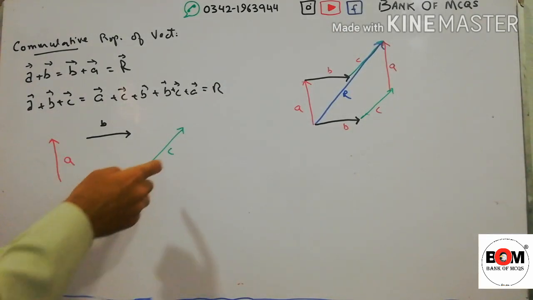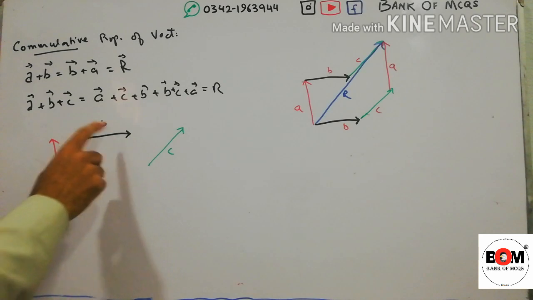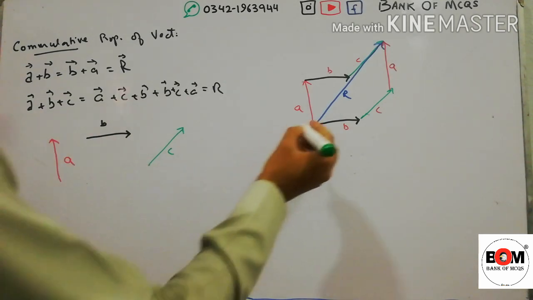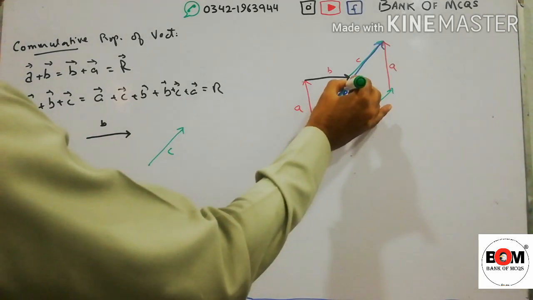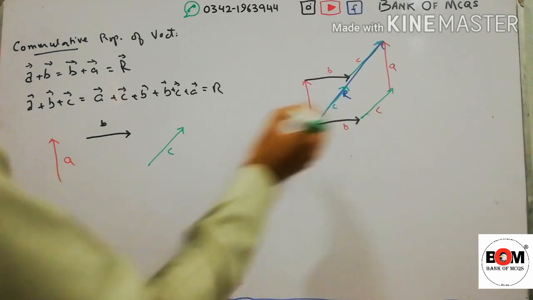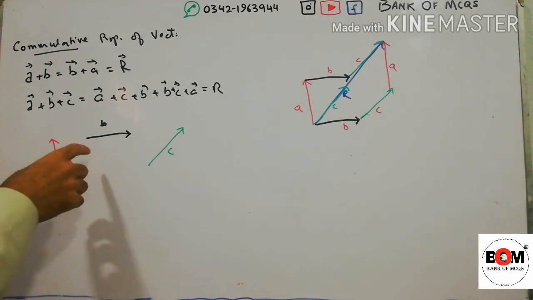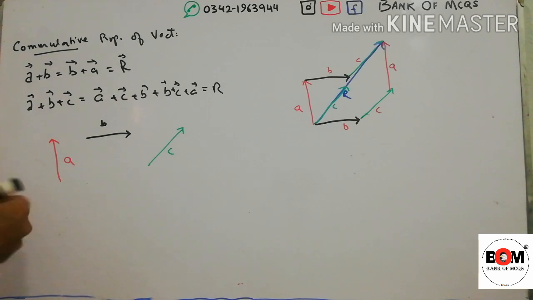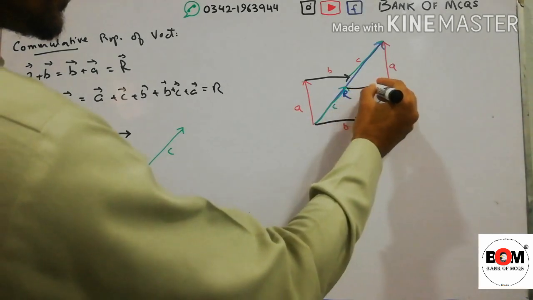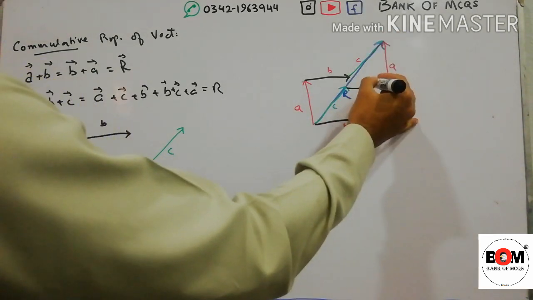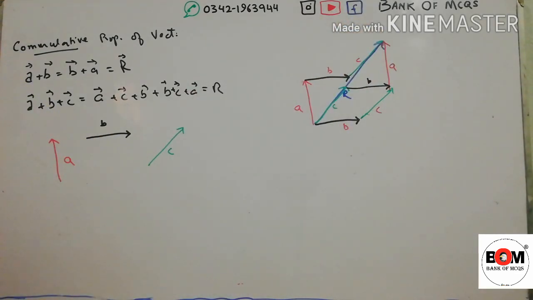Now I can also draw c, a, b. What will be the resultant? This is c. Now cba, this is b, and that is a. This is the way. If we add abc, cab, cba, bca, bac, then in all cases you will get the same result. So this is the commutative property of vectors.